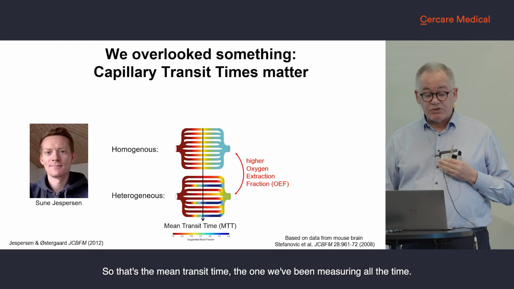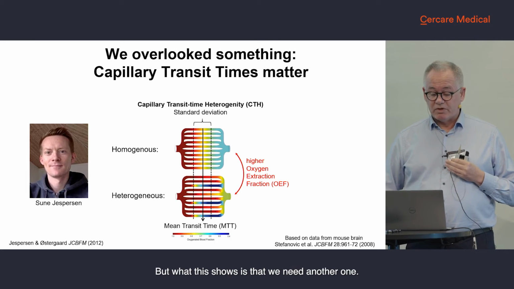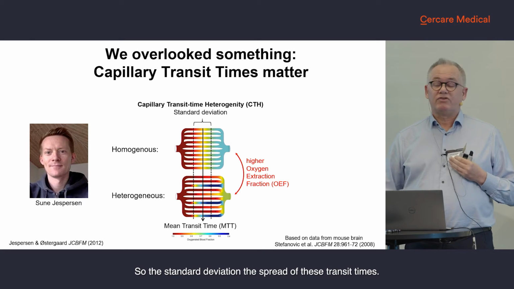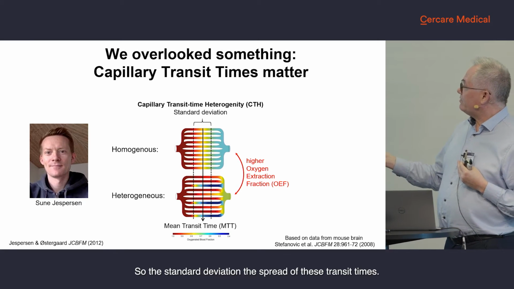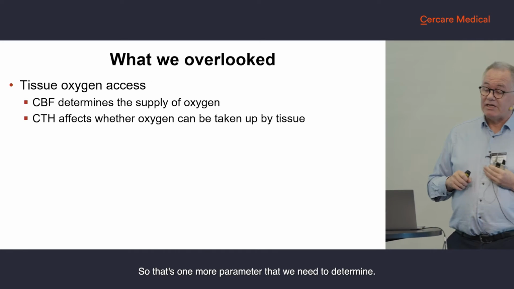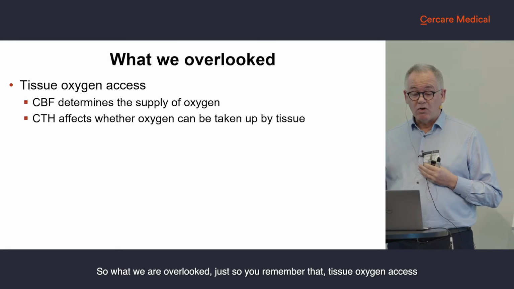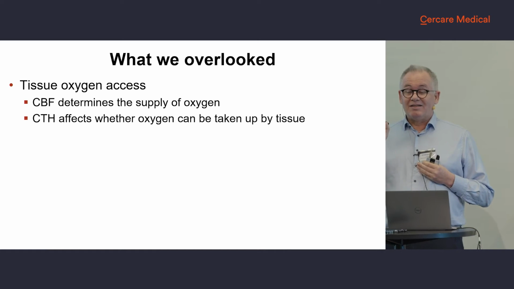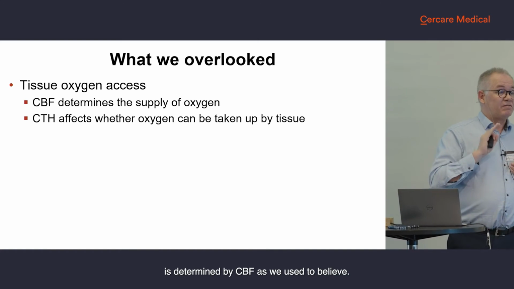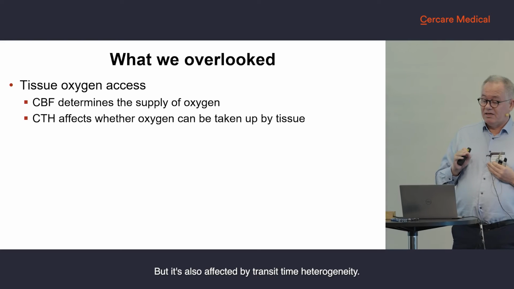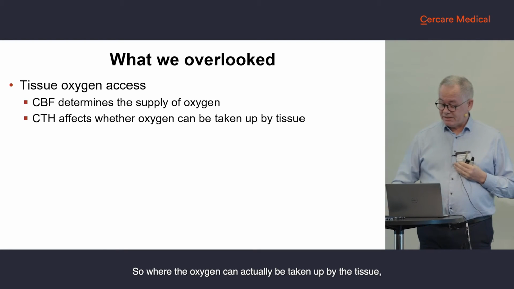So that's the mean transit time, the one we've been measuring all the time. But what this shows is that we need another one, and we've dropped that: the capillary transit time heterogeneity, so the standard deviation, the spread of these transit times. So that's one more parameter that we need to determine. So what we all overlooked, just so you remember that, is that tissue oxygen access is determined by CBF, as we used to believe, but it's also affected by transit time heterogeneity, so whether oxygen can actually be taken up by the tissue.